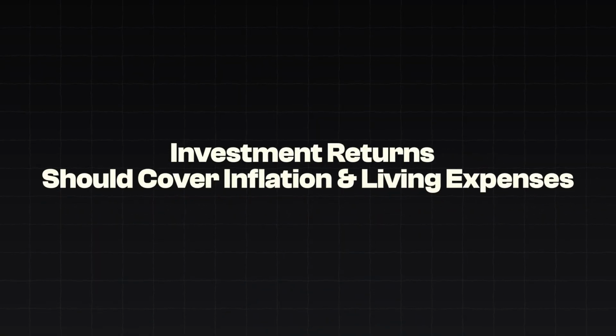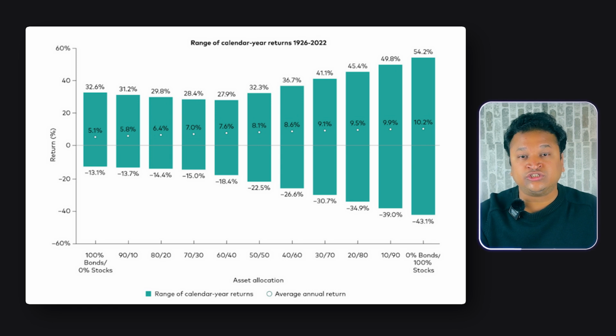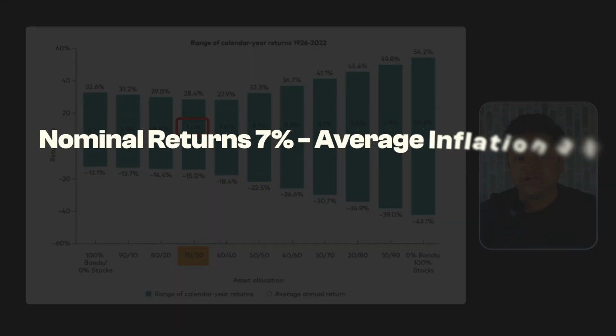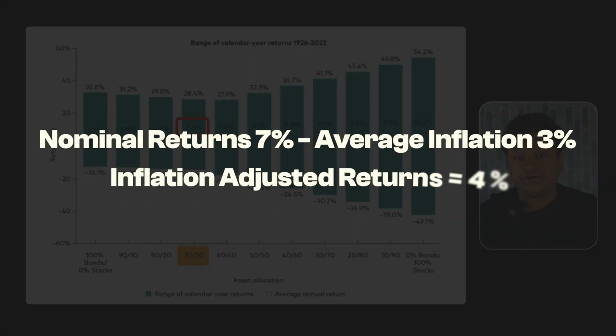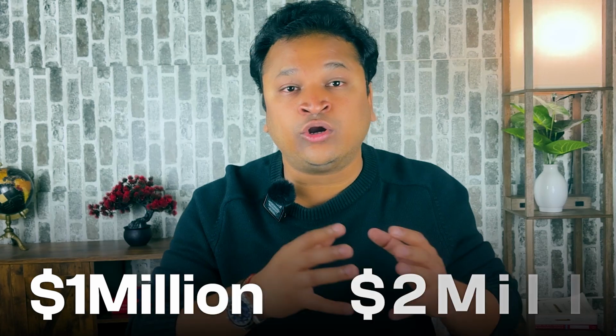For your savings to fund your retirement of 20 to 30 years, your investment returns need to beat inflation and cover your living expenses. For a moment, let us look again at the distribution of returns by different asset allocation. For instance, if you have a conservative allocation of 70% bonds and 30% stocks, the average long-term returns might be around 7%. With an average long-term inflation rate of about 3%, your inflation-adjusted returns would be around 4%. So if you withdraw 4% from your portfolio, which is above the long-term average inflation rate, then you could possibly support your living expenses only if you have a substantial saving corpus, such as $1 million or $2 million.